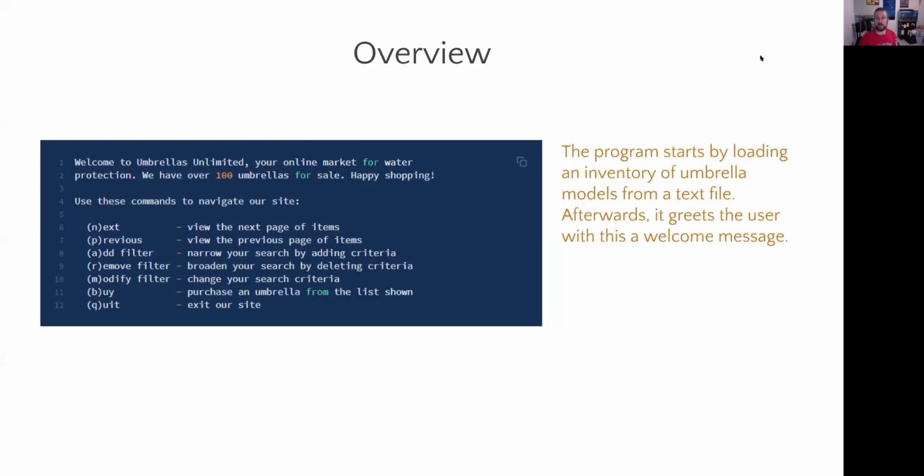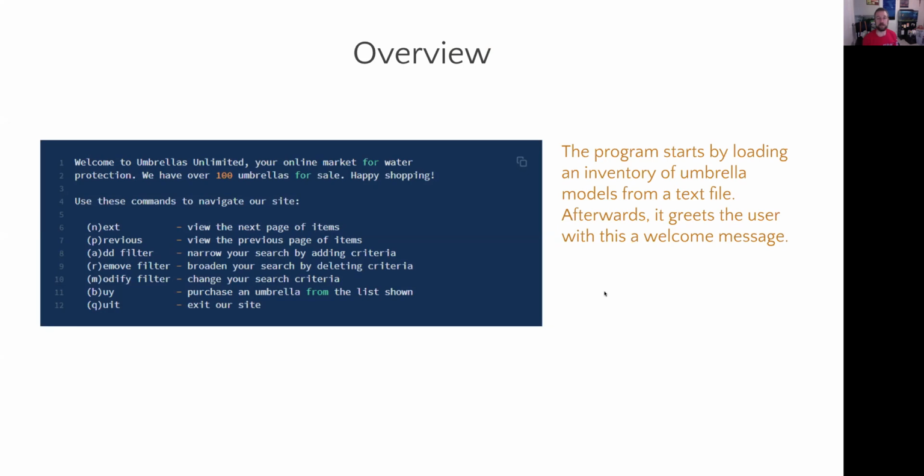So here's the overview of the program. This is what it's going to display, and it will mostly display all of that for you already. All right, this part is already written. So it'll say, welcome to Umbrellas Unlimited, your online market. We have over 100 umbrellas for sale. You already will be provided a list of all that information about the umbrellas. And it says, use these commands to navigate our site. So those are the commands. Some of them are implemented, some of them are not.